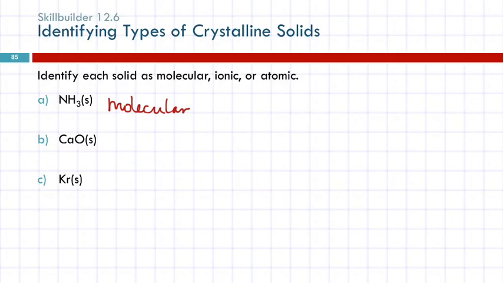This is one of those things that students sometimes make too hard. You overthink it. How about this one? Calcium and oxygen. What kind of a compound is it? Ionic. If it's an ionic compound, it's an ionic solid. How about this one? Krypton. That's atomic. It's an element all by itself. It's an atomic solid. If we did iron, iron is also an atomic solid. Okay. Any questions?